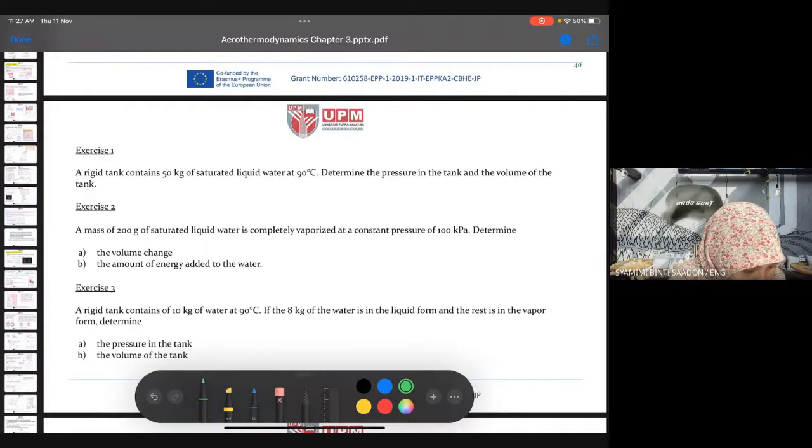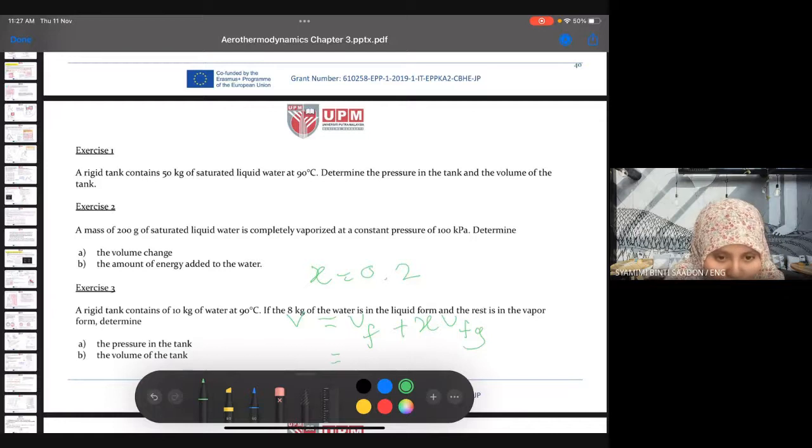So X, first X is 0.2, 2 over 10 kilogram, and then we want to calculate V equals VF plus X VFG. So VF is 0.001 just now, 0.001036, plus 0.2. But this one VFG we don't know yet.